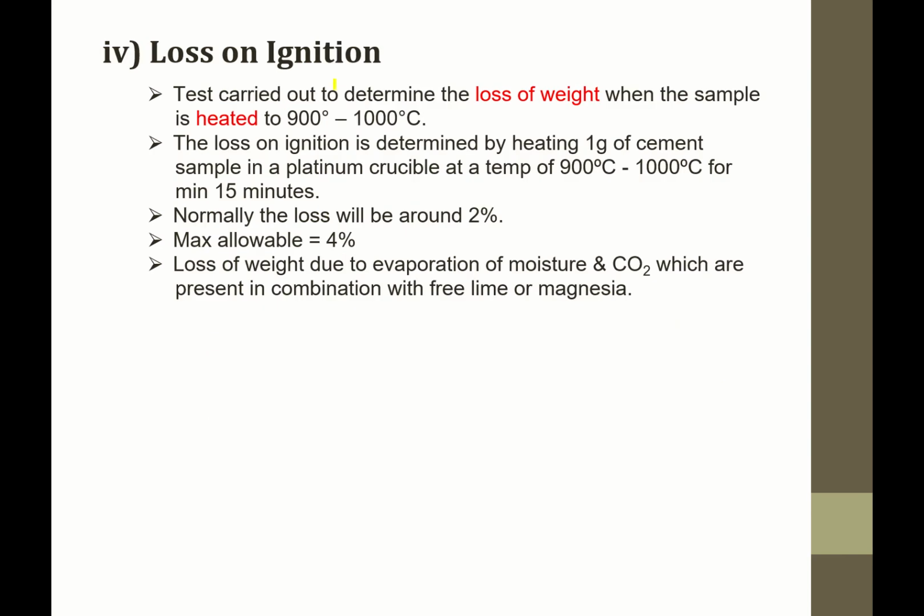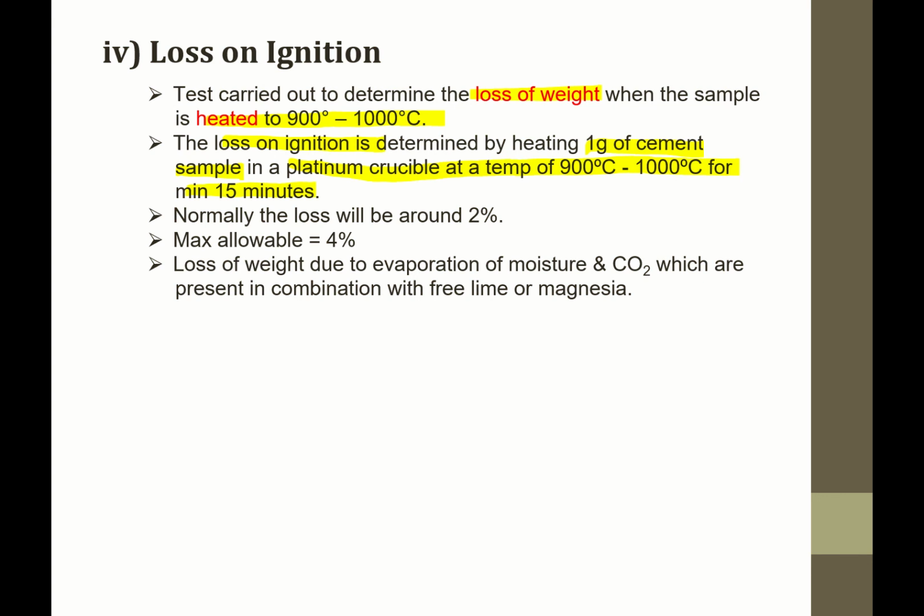Okay, let's look into loss on ignition. This is the test carried out to determine the loss of weight when the sample is heated to 900 to 1000 degrees Celsius. The loss on ignition is determined by heating 1 gram of cement sample in a platinum crucible at a temperature of 900 to 1000 degrees Celsius for a minimum of 15 minutes.